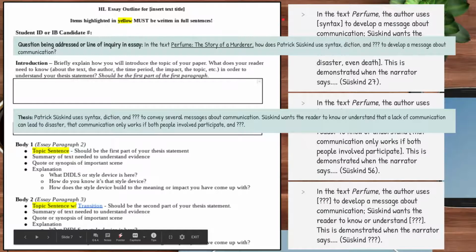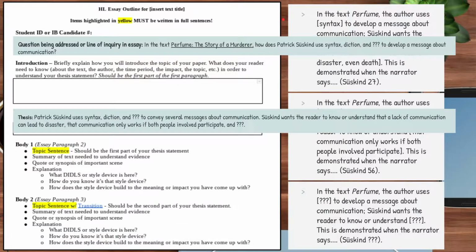Okay, this is the way I would suggest you complete your outline. The backwards planning method makes sure that all of the material that you have is in sync with one another and that your thesis statement will be accurate.